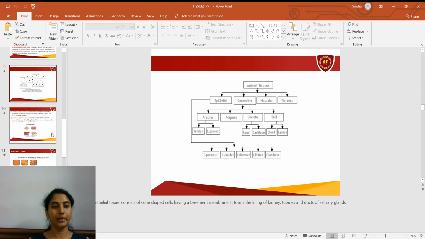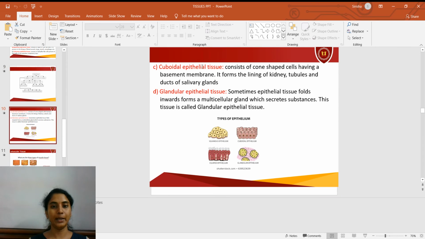The third type of tissue is cuboidal epithelial tissue. This consists of cone-shaped cells, whereas squamous epithelium consists of a layer of cells having a basement membrane. Cuboidal epithelium forms the lining of kidney tubules and the ducts of salivary glands. Our salivary glands are made up of cuboidal epithelial tissue. Next is glandular epithelium. Glandular epithelial tissue folds inwards and forms a multicellular gland which secretes substances.